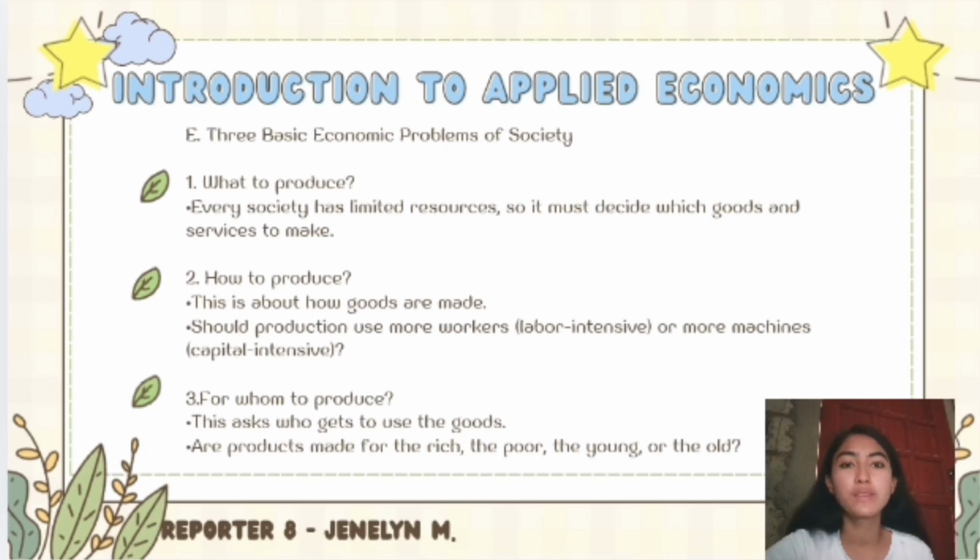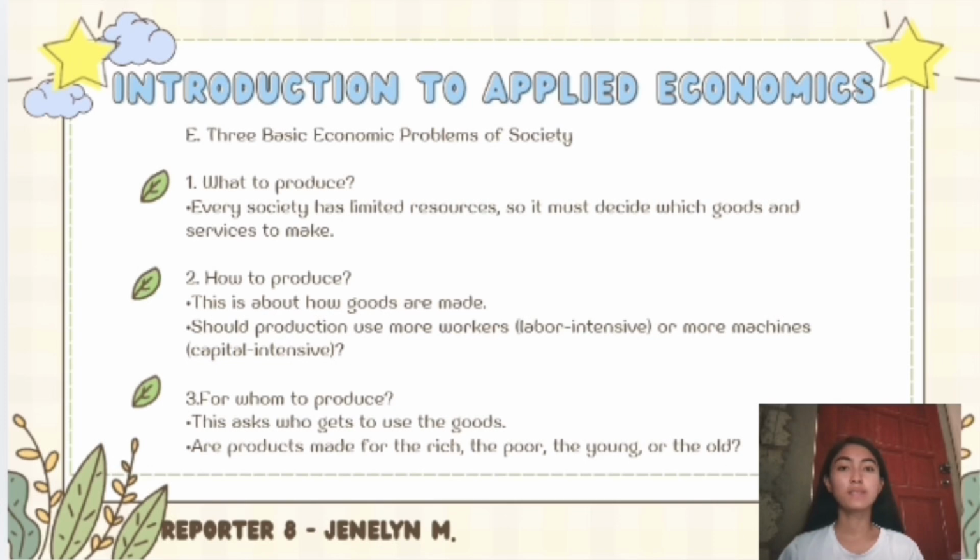The first one is what to produce. So every society has limited resources, so it must decide which goods and services to make. For example, should farmers grow rice or bananas, or should factories make shoes or furniture? So it is about choosing the right products and how much of each to produce.